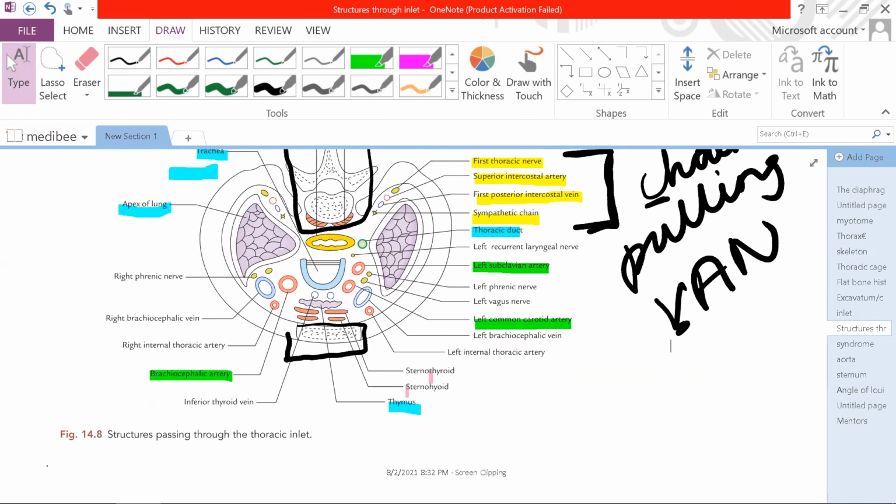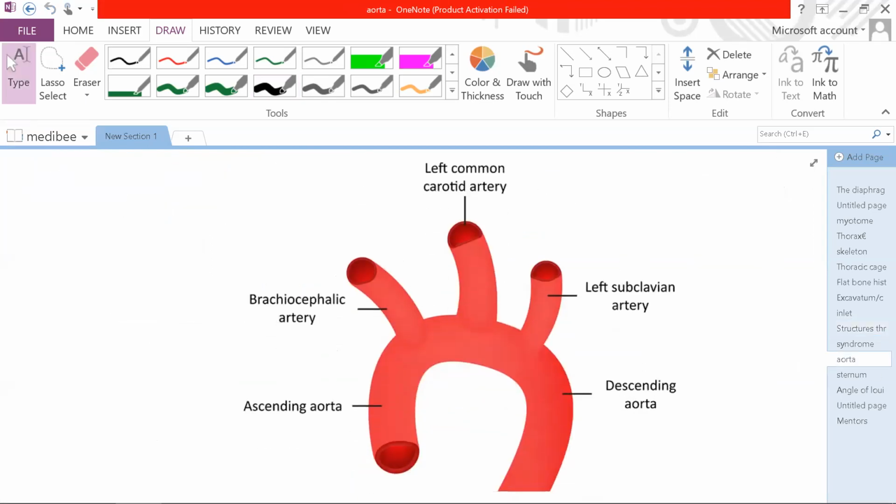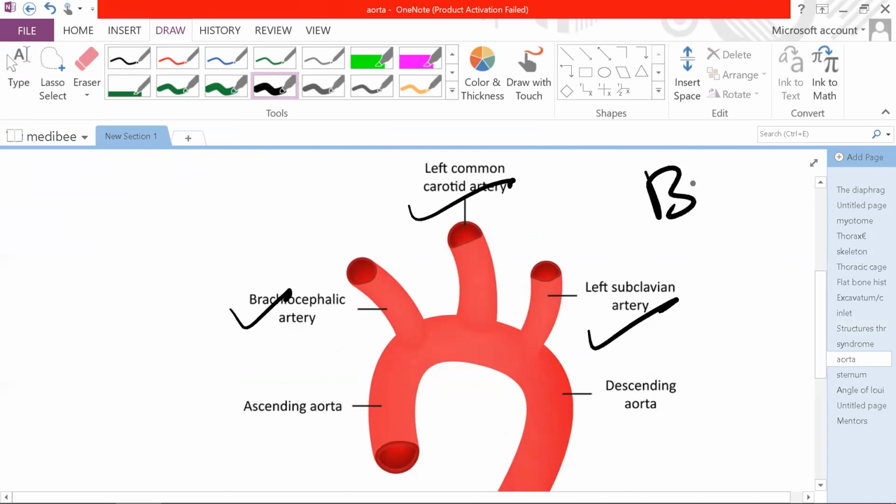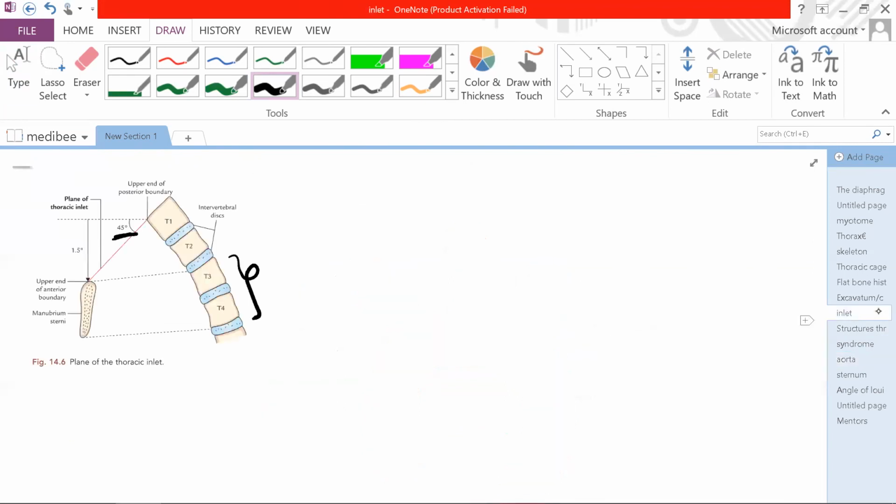Next you will look over the vessels. What are the important vessels that are passing within the system? You'll see three: brachiocephalic artery, left common carotid artery, and left subclavian artery. These are the three branches of the aorta. See, this is the brachiocephalic artery, common carotid artery, and subclavian artery. The mnemonic is BCS.